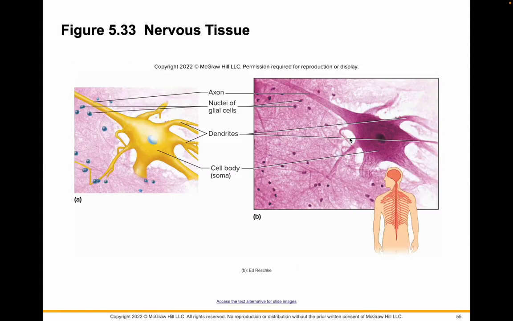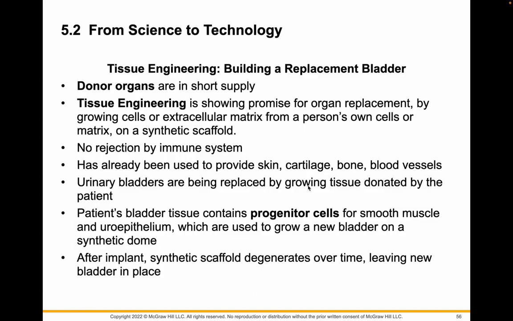So here's this neuron. Here's the cell body, the soma. Here's the nucleus found in the cell body. Here's the dendrites coming off to receive information. Here's the axon that will send the information to the appropriate muscle or gland that it's talking to. And then all around it are these support cells, what we call neuroglia or glia. And so here's the nuclei of those smaller cells.